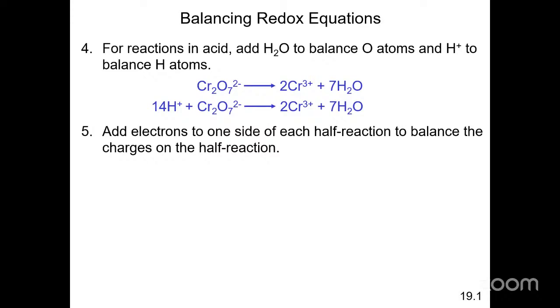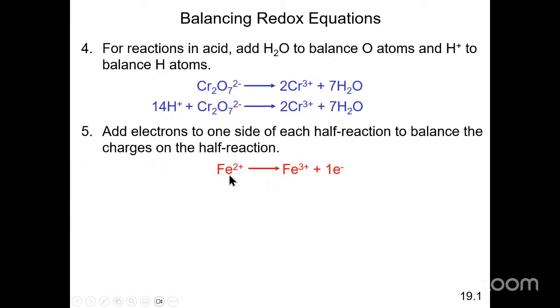You add electrons to the side with the higher net charge. You add electrons to the side of the equation with the higher net charge, and you add enough such that the total number of charges on the left side is equal to the total number of charges on the right side. Okay, so let's see how this works for both half equations.